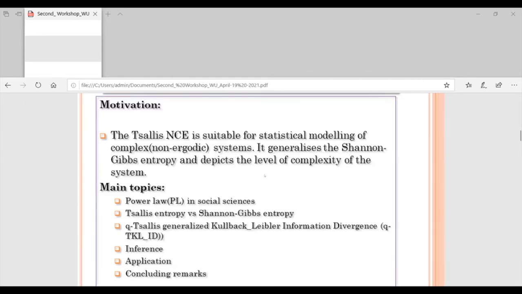Thank you. Okay. So Tsallis non-extensive cross entropy is suitable for statistical modeling of complex systems. By complex system, I mean non-ergodic system. Generally said, a system in which microstates are correlated, present heavy tails, or generally tending to fractal or multifractal distribution.